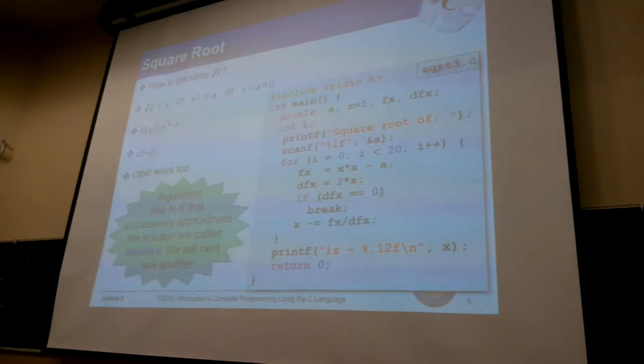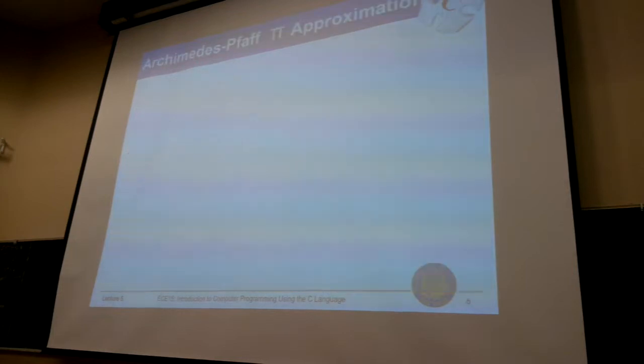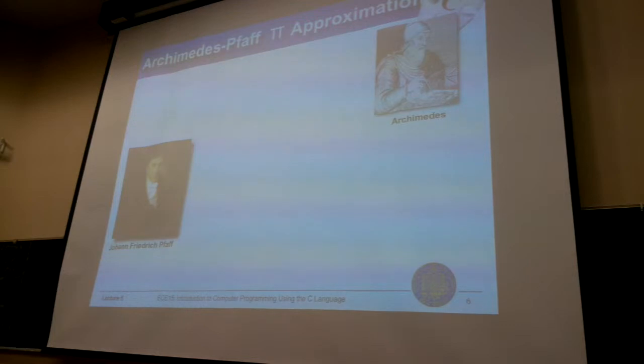So one thing to keep in mind is that algorithms like Newton-Raphson are successive approximations, right? And the solutions are called iterative solutions. So we're going to see in the next slide another example of an iterative solution. So here, we're going to talk about the Archimedes pi approximation. This is a way to approximate pi, developed by Archimedes and formalized by a later mathematician.